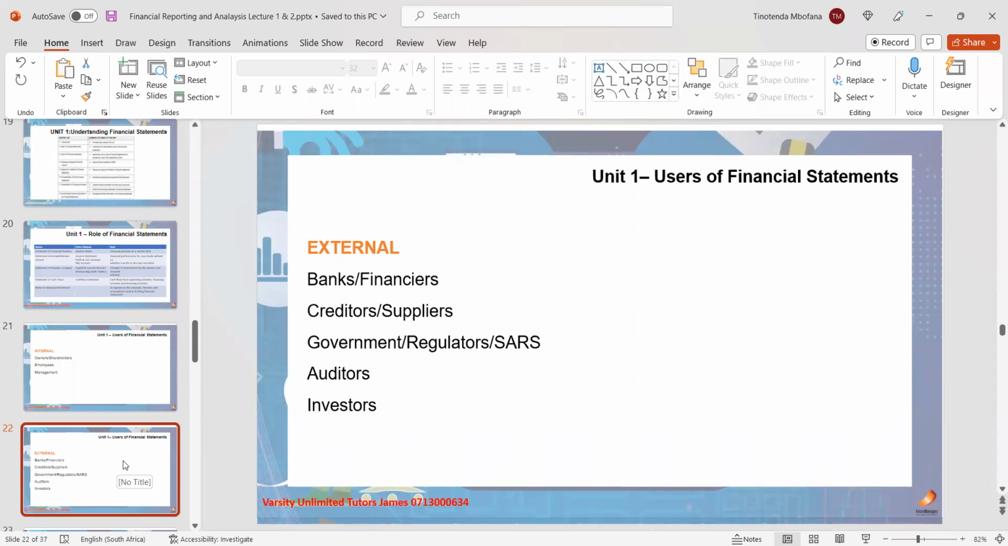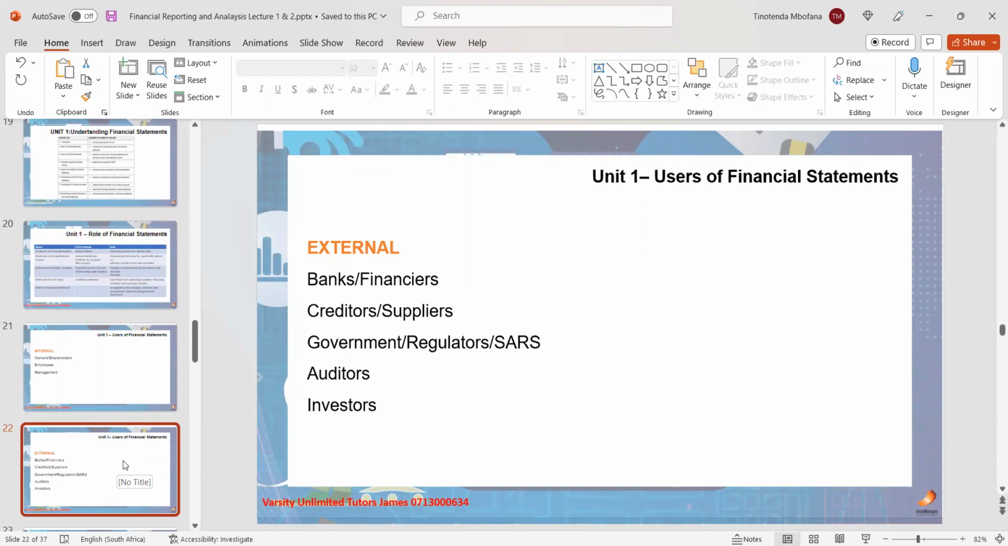A supplier or a creditor, if they want to give you credit terms, or if they want to get into a relationship with you, they can look at your financial statements to see whether you're making profits or not, to see whether you've got cash to pay them or not, and then they can make a decision whether to partner with you or not in a transaction, right?